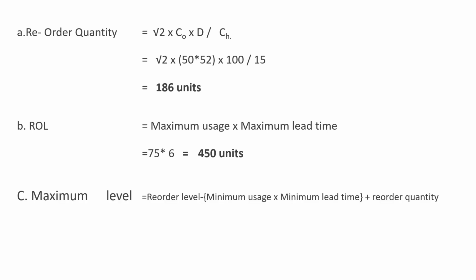Then let's see how we are going to calculate the maximum level. For that, we have to use the reorder level, and from that value, we are going to deduct the minimum usage into minimum lead time. Then we are going to add back the reorder quantity. So accordingly, reorder level is 450 units, reorder quantity is 186 units. So we have to get the minimum usage into minimum lead time, which is 25 into 4. Ultimately, you will get the maximum level as 536 units.